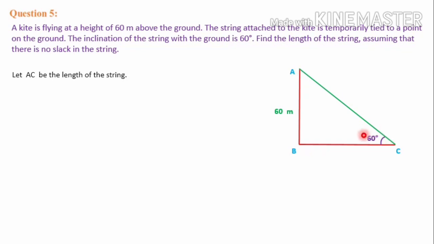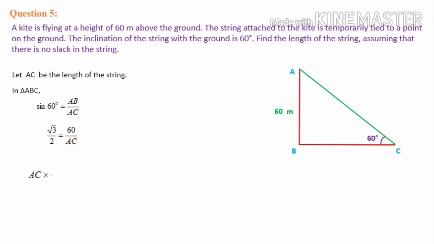With respect to the 60-degree angle, 60 meter, or AB, is the opposite side, and AC is the hypotenuse. The relation connecting O and H is sine. So in triangle ABC, sine 60 is equal to AB by AC, O by H. Let's substitute it. Sine 60, we know the value, root 3 by 2 is equal to AB by AC. AB is 60 and AC is the required quantity.